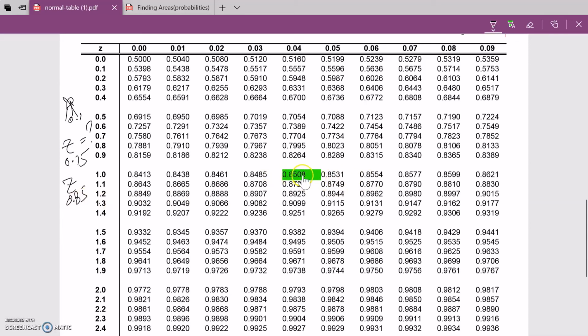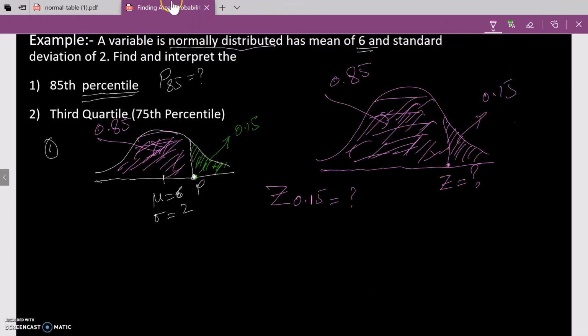And I told you in our earlier video, if you are not able to find the exact value, we try to find the nearest value. So this is the nearest value. This is not the nearest value. This is the nearest value. So what we are going to do now, we're going to find the z-score. Look at the z-score. Here it is 1.0, and at the top it's 0.04. So our z-score in this situation comes out to be z equals 1.04. That's the first step.